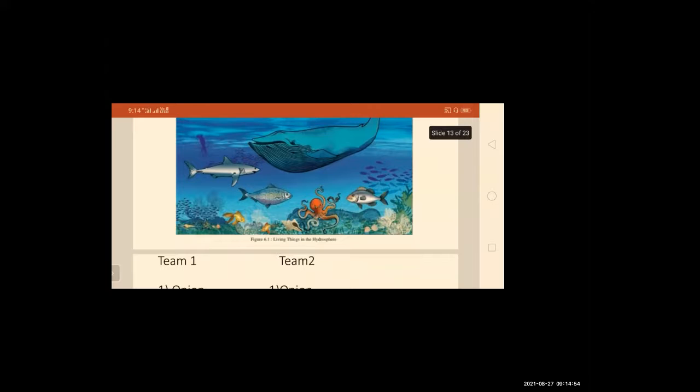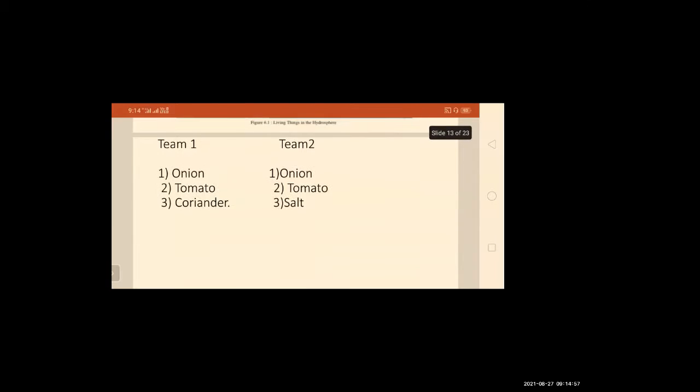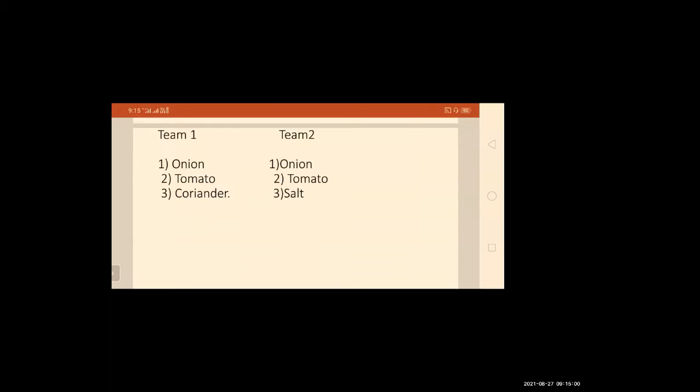See, now here we are going to perform one activity. Not actually, but we will assume that we are going to perform this. See, if I will distribute all of you in two teams, team 1 and team 2, and I will give you these ingredients which are mentioned here. First team will get onion, second team will get onion also. Then first team will get tomato, second team will also get tomato. First team will get coriander, and instead of coriander, I am giving second team salt.